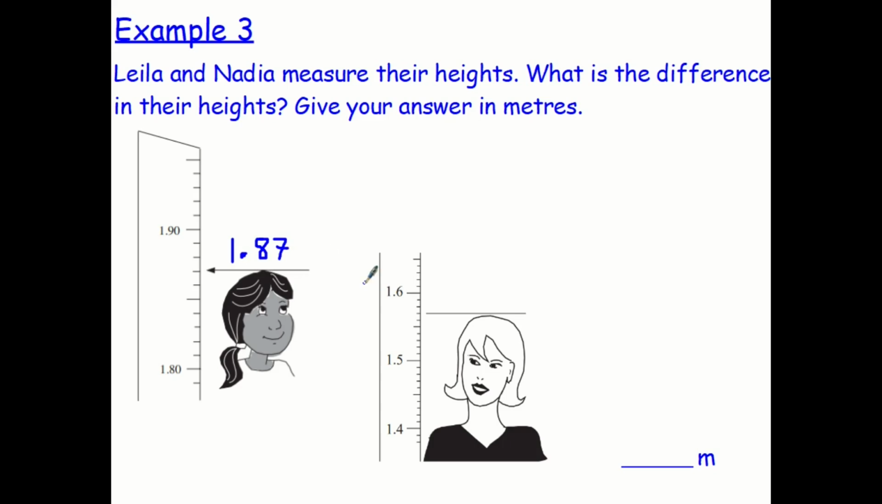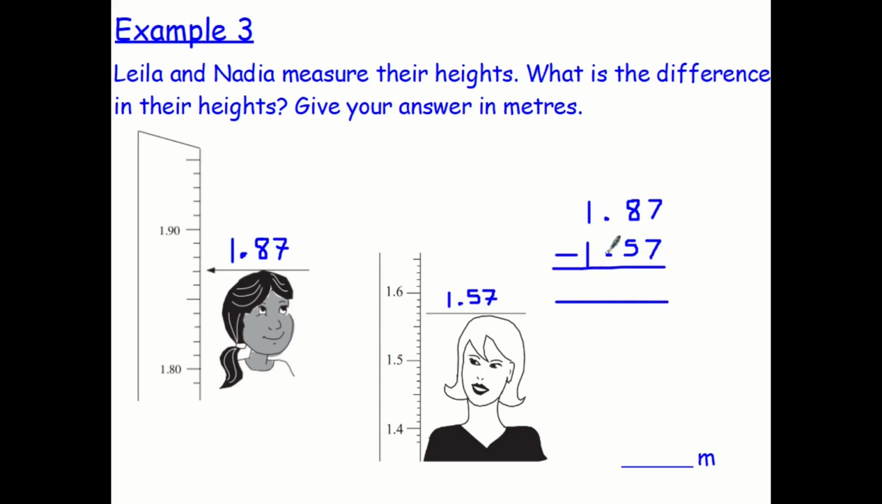So one person has a height of 1.87. What about this person? So here this is 1.5 and this is 1.6, and there's 10 steps between it, so therefore each one is, so that would be 1.51, 1.52, 1.55, 1.56, 1.57. So this person is 1.57. And we're finding the difference between those. So I'm going to be putting, in this case, the larger height on top, and 1.57 below.